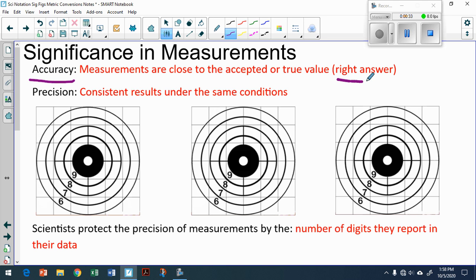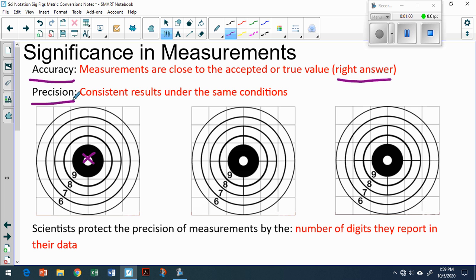If I am accurate using these targets below, imagine that I am someone who is able to hit the bullseye. Accurate means that the answer is correct. We also can describe the precision of our measurements. And when we as scientists set out to do investigations, we intend to be consistent with our results. We want to make sure that we are getting measurements that happen the same way under the same conditions.